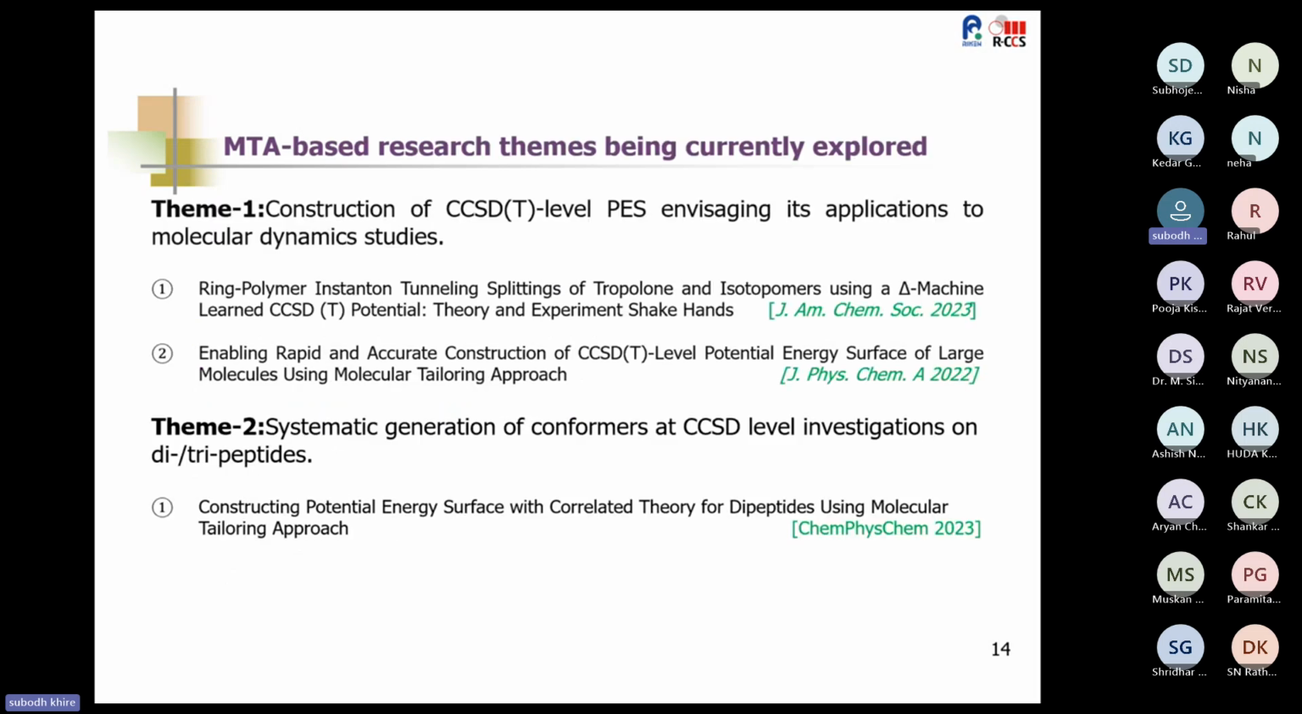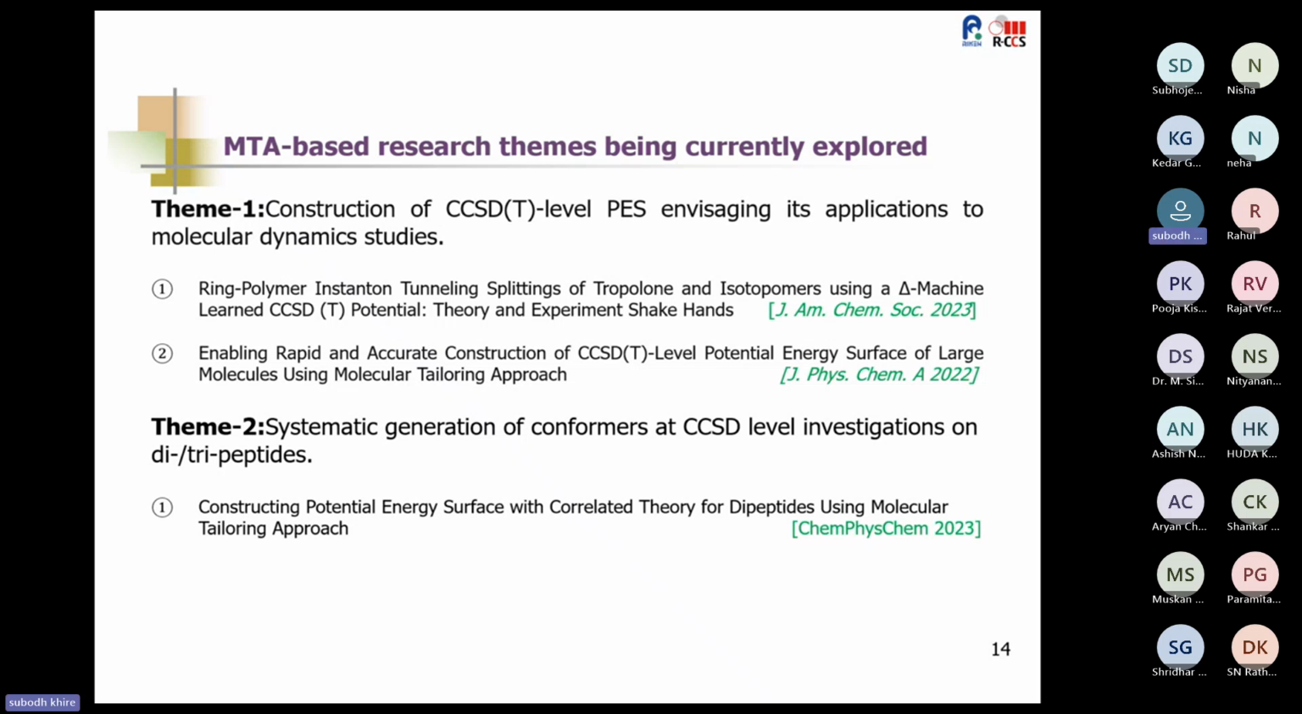So at the last, I would just like to highlight which research themes we are currently pursuing with MTA. The first theme is the construction of the CCSD(T) level potential energy surface. Professor Gadre has already talked about that. We have successfully shown that our scheme, the MTA model, is able to calculate the potential energy surface at the CCSD(T) level. We have demonstrated this for a couple of molecules, and we have published a paper on this.